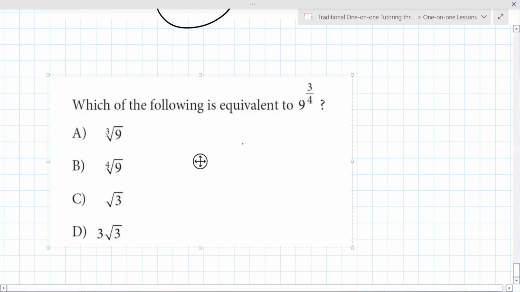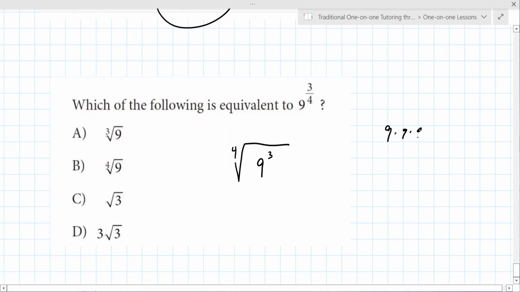What do you think here? What number goes on the outside? 4. Okay. And then it's 9 to the power of 3, 3 on the inside. And you're like, that's none of them. It kind of looks like B, but it's not. So what is 9 times 9 times 9? Am I allowed to use my calculator? Yes, go ahead. Probably you wouldn't on this problem, but for us, just use it. 729.